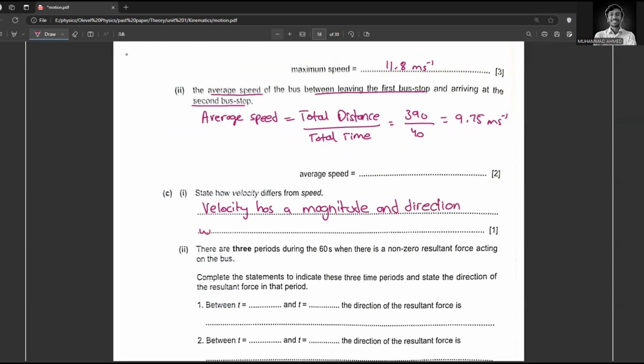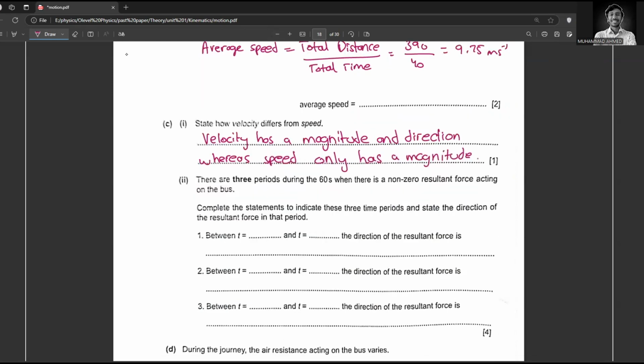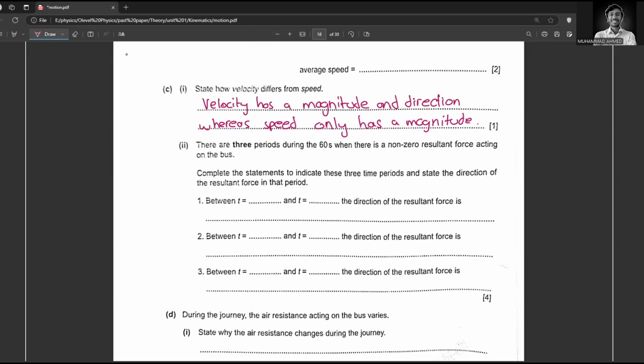Whereas speed only has a magnitude. Simple as that. Let's further move ahead. There are three periods during the 60 seconds when there is non-zero resultant force acting on the bus. Complete the statements to indicate these three periods and state the direction of these resultant forces in these periods.